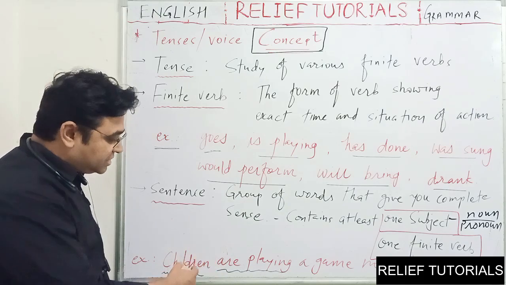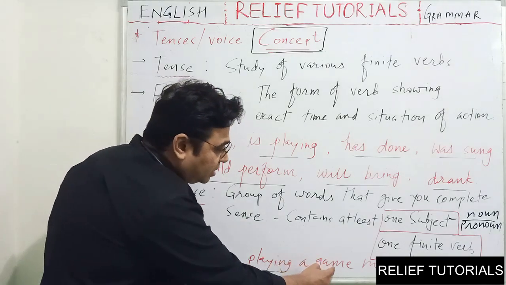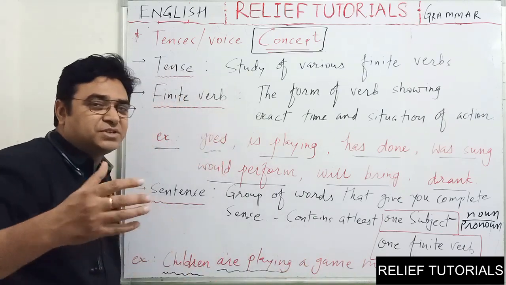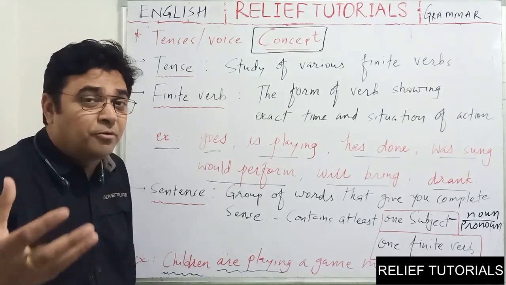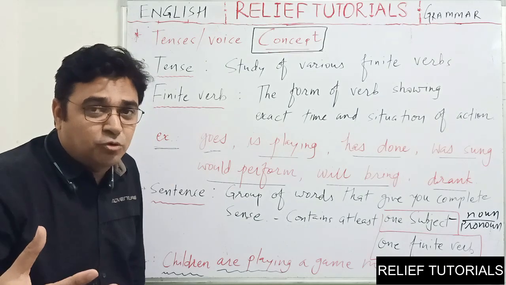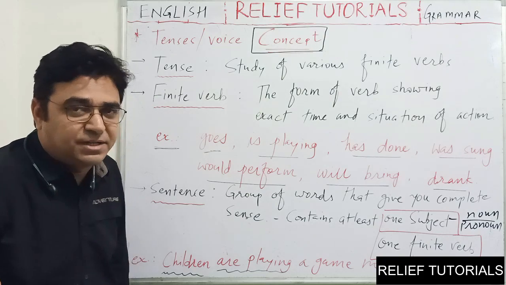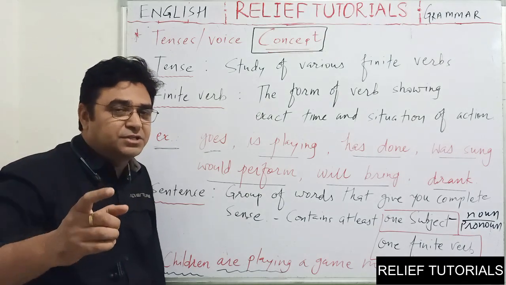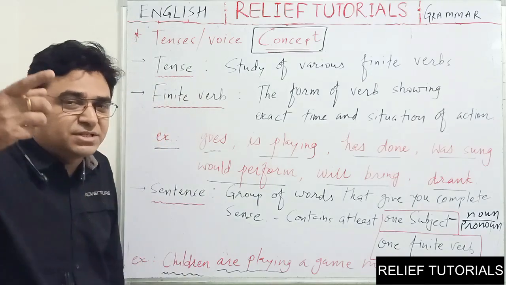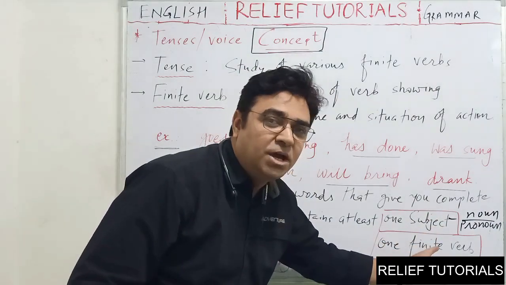So this is actually a group of words. Children are playing a game now. 1, 2, 3, 4, 5, 6. There are 6 words. They are ordered in a proper sequence, and they make complete sense. And this is the reason why it is called a sentence. Make sure, a sentence is a group of words, but that group of words should give you complete sense. And complete sense is derived only when you have at least one subject and one finite verb.